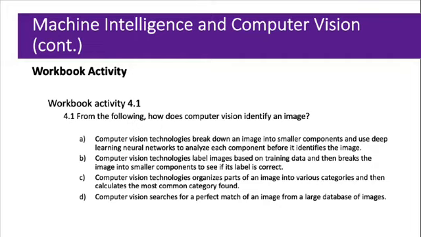B. Computer vision technologies label images based on training data and then breaks the image into smaller components to see if its label is correct. C. Computer vision technologies organizes parts of an image into various categories and then calculates the most common category found. D. Computer vision searches for a perfect match of an image from a large database of images. Take 3 minutes to record your answer.